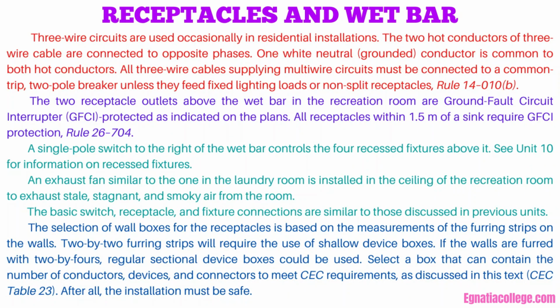3-wire circuits are used occasionally in residential installations. The 2 hot conductors of 3-wire cable are connected to opposite phases. 1 white neutral, grounded, conductor is common to both hot conductors. All 3-wire cables supplying multi-wire circuits must be connected to a common trip, 2-pole breaker unless they feed fixed lighting loads or non-split receptacles, Rule 14-010b.